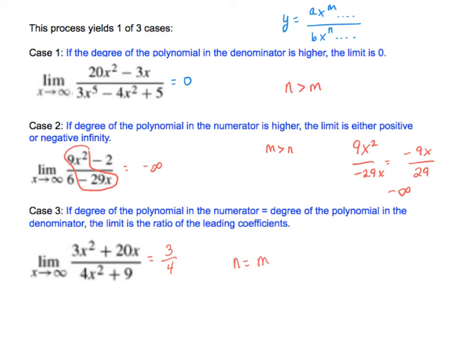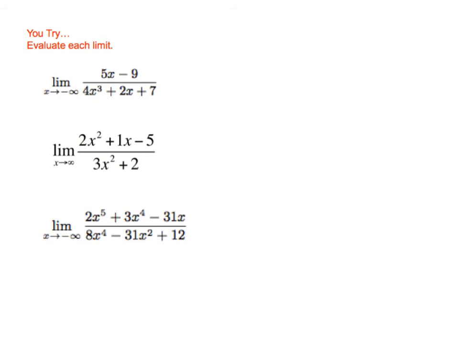If the bottom is larger, 0. Top is larger, some form of infinity. The same leading coefficient, a ratio. So you try. All we're doing is taking a look at the largest terms, top and bottom. We don't care about anything else. Bottom is larger here. It goes to 0. It doesn't matter if we're talking about positive or negative infinity. In both cases, it goes to 0.